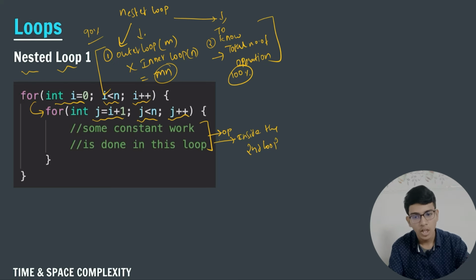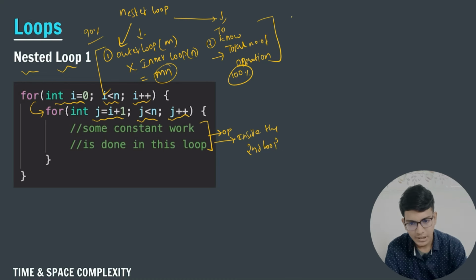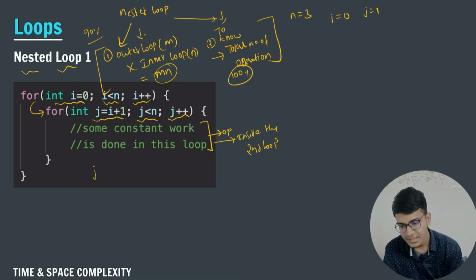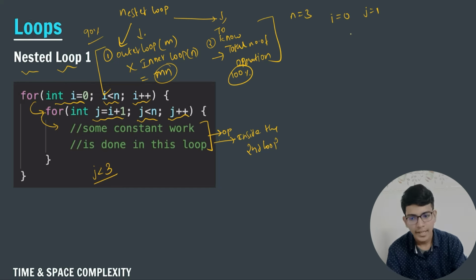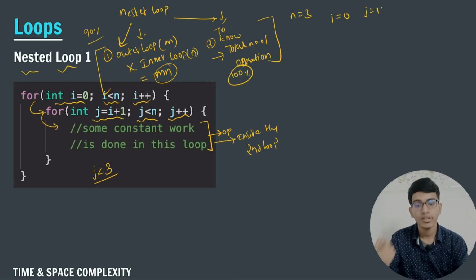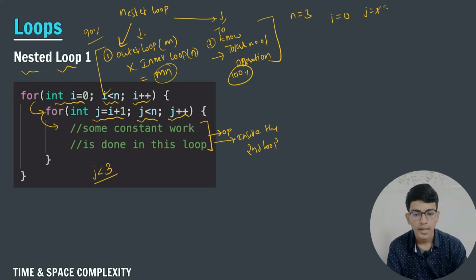First of all, let us talk about operations. How many operations are taking place here? Let us consider a sample example, n equals 3, and initially i equals 0. So when i equals 0, our j value will be 1. What is the condition? j should be less than 3. When this condition is true, our loop will go inside, and we perform all the statements in our inner loop. Here j equals 1 and j is less than 3, so the condition is true, and we perform the operations. After that, j will increment and become 2. Then j will become 3, and the condition becomes false.